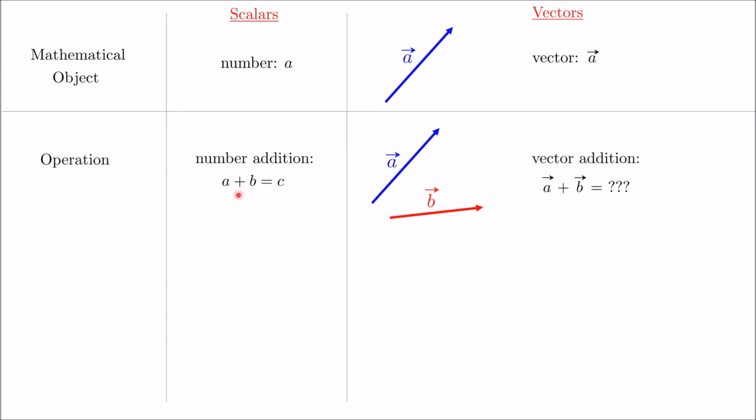In the case with numbers, we had two numbers, you can add them to produce a third. So we're going to define this in a similar manner. What happens if we add two vectors? We should produce a third vector. So the question is, what should this third vector look like? How should we define this thing?